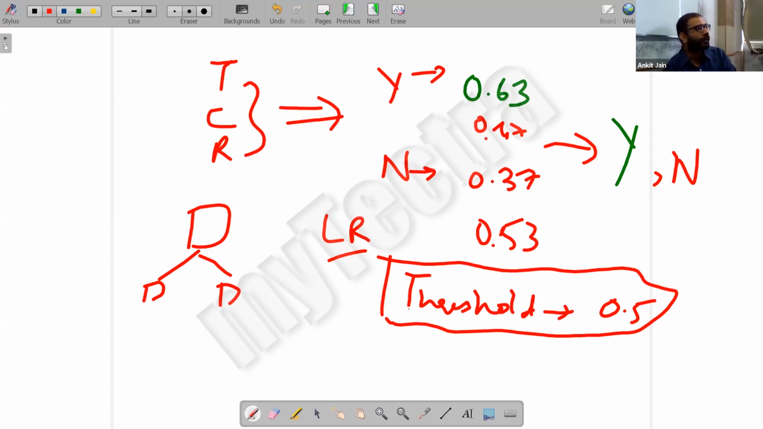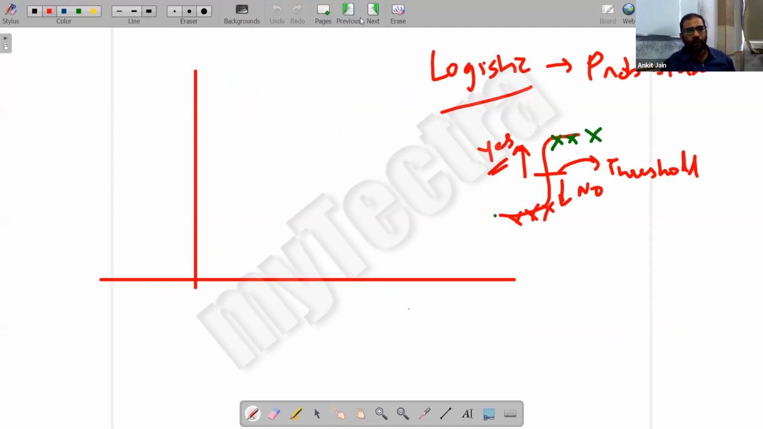If you want to be more strict, like, no, I will not go to the class unless I am very sure, then you may increase your threshold to 0.55. Only if the probability of yes is above 0.55, I'll go to the class. Are you all getting the idea? Right? So threshold is one model parameter. Are you all understanding what I'm saying?